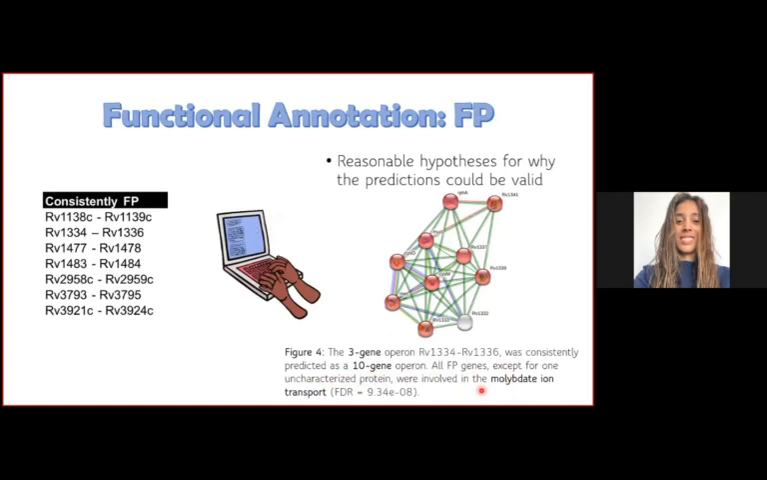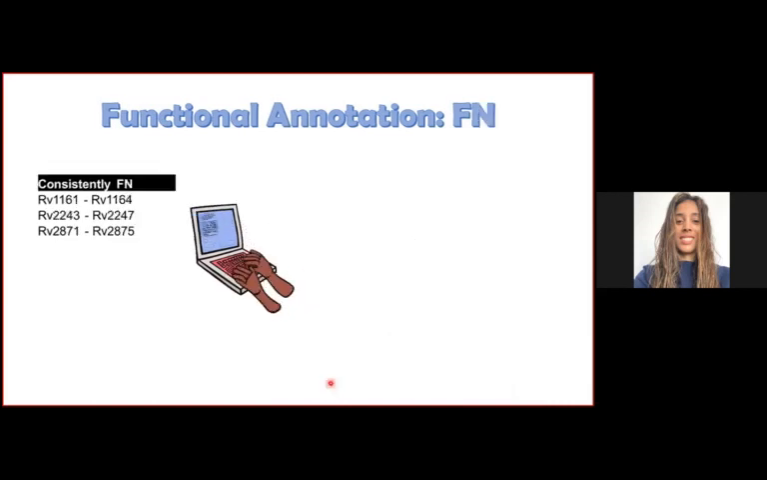So again, using these types of predictions, we might be able to even assign functions to uncharacterized proteins, and see which other genes are actually being activated under different conditions. For the false negative ones, this was also the case.